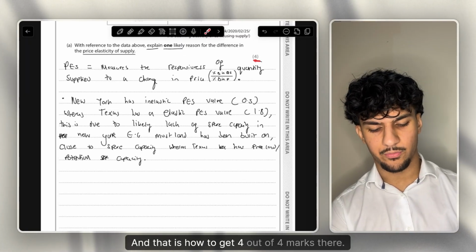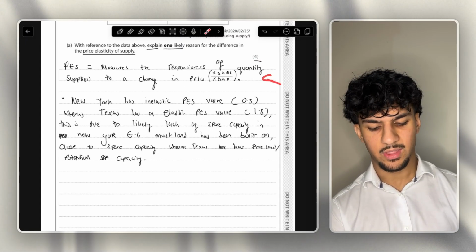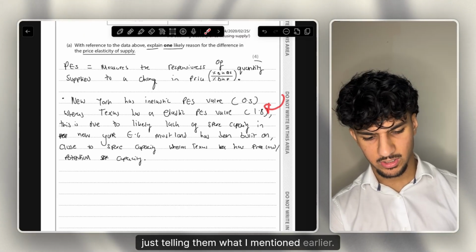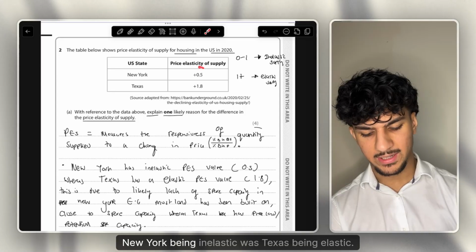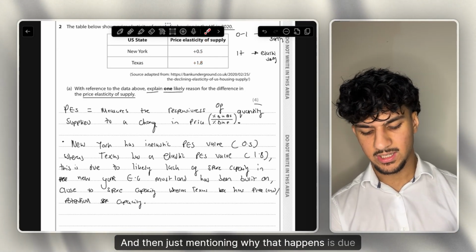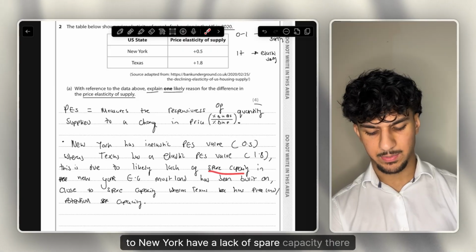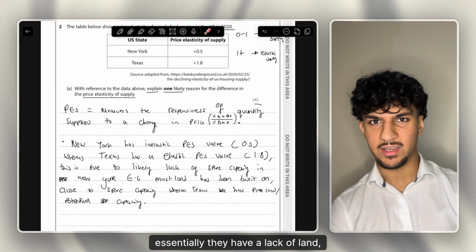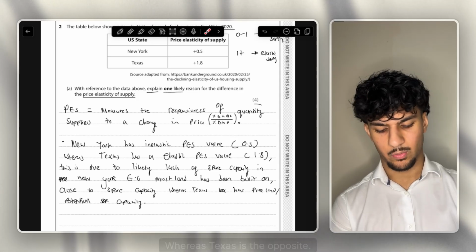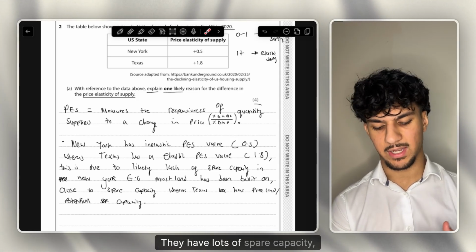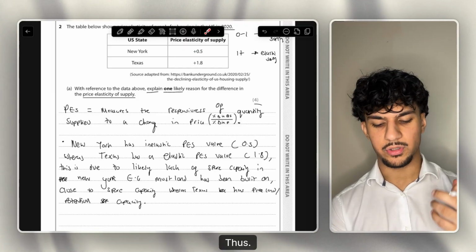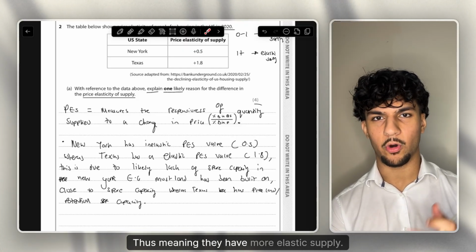And that is how to get 4 out of 4 marks there. Start with the definition, then just explain. So I got my application marks by quoting the figure, just telling them what I mentioned earlier. So New York being inelastic whilst Texas being elastic, and then just mentioning why that happens. It's due to New York having a lack of spare capacity, or essentially they have a lack of land, they have a lack of resources, as maybe all the land has already been built on, whereas Texas is the opposite. They have lots of spare capacity, they have lots of potential capacity which they can build on, thus meaning they have more elastic supply.